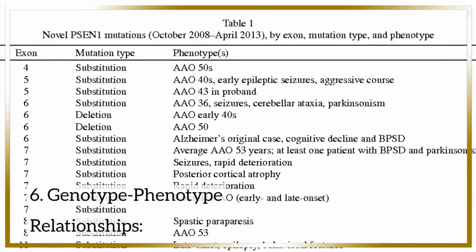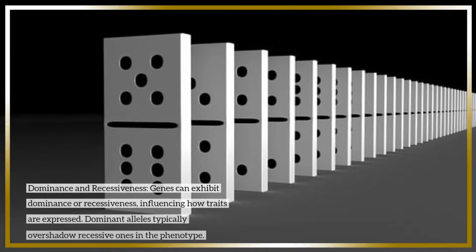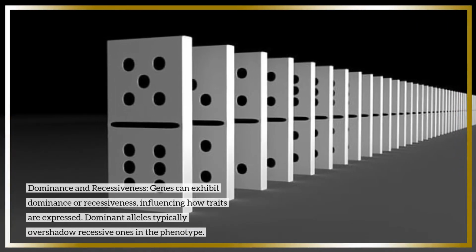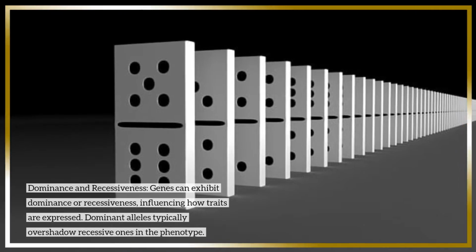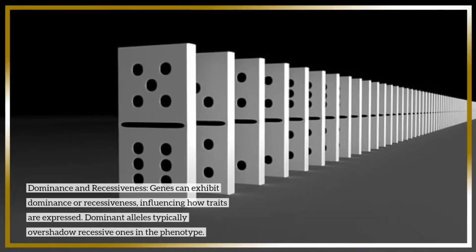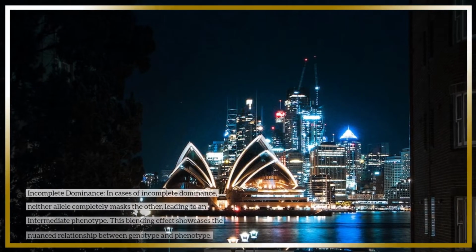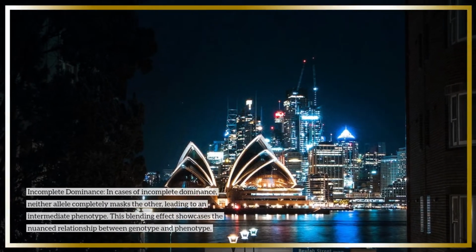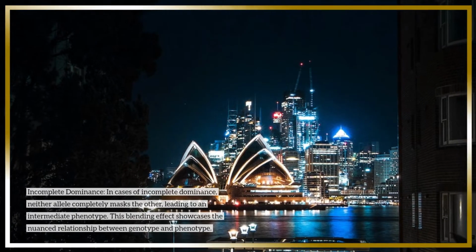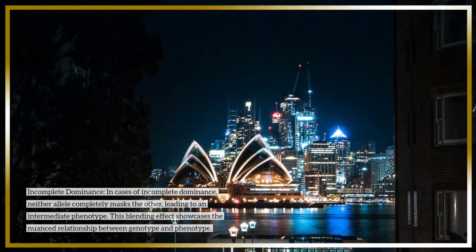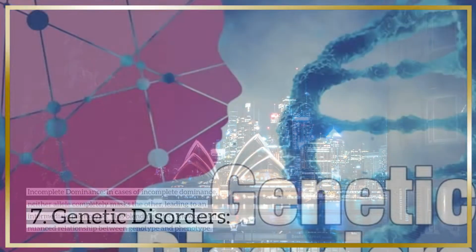6. Genotype-phenotype relationships. Dominance and recessiveness. Genes can exhibit dominance or recessiveness, influencing how traits are expressed. Dominant alleles typically overshadow recessive ones in the phenotype. Incomplete dominance. In cases of incomplete dominance, neither allele completely masks the other, leading to an intermediate phenotype. This blending effect showcases the nuanced relationship between genotype and phenotype.